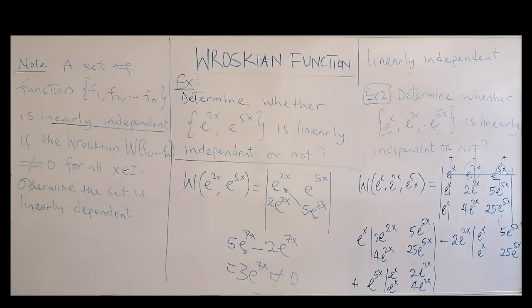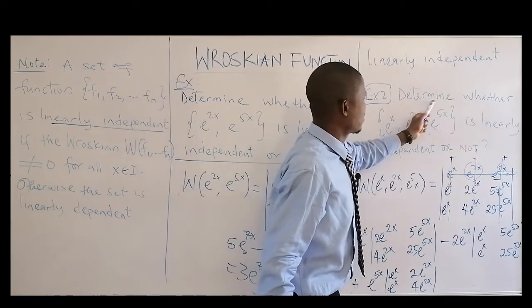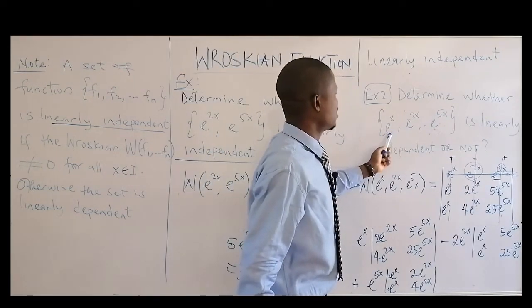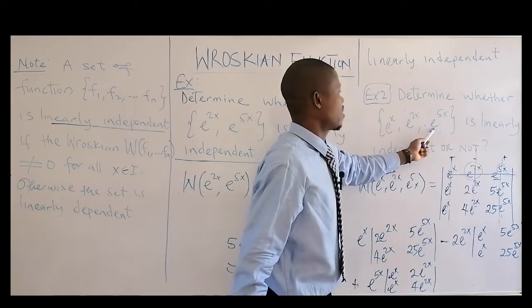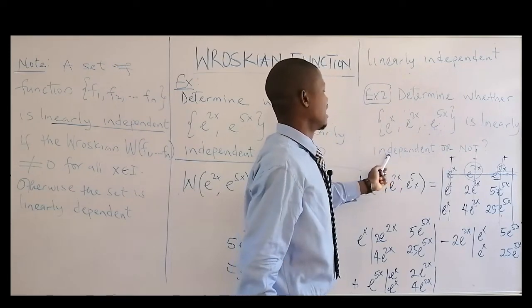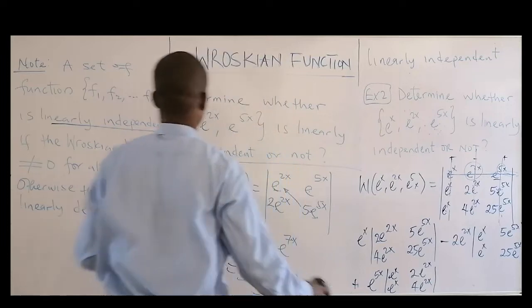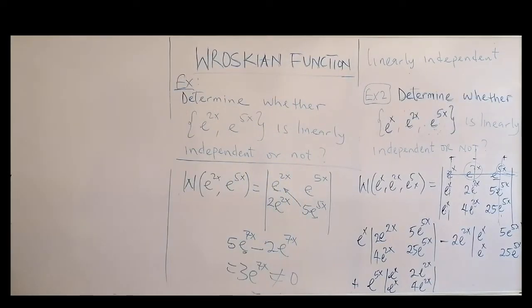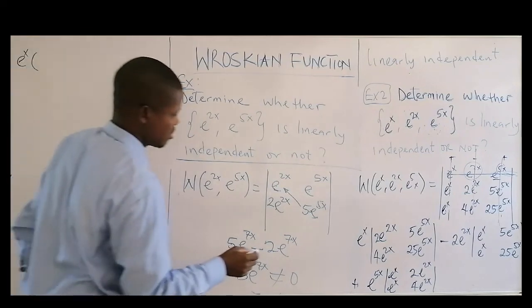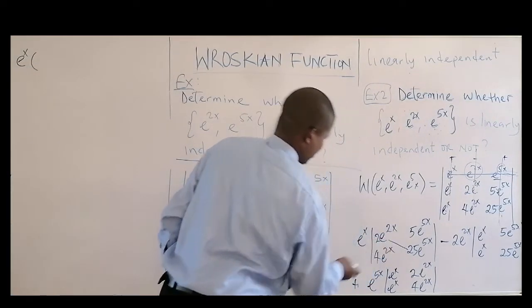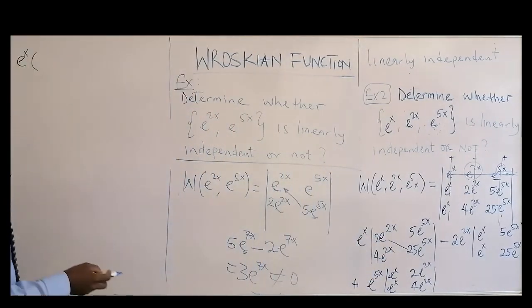So let's do the expansion for that. So the question is, determine whether these three functions, e^x, e to the power 2x, e to the power 5x, are linearly independent or not. Okay. For the first one, having e^x in the brackets, this one times this one, that's 2 times 25 times 2, that's 50.